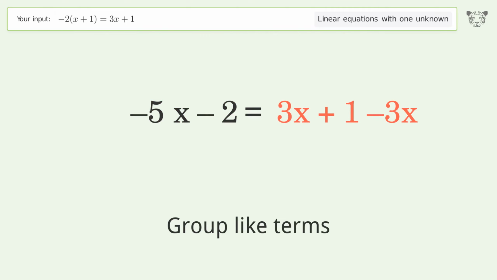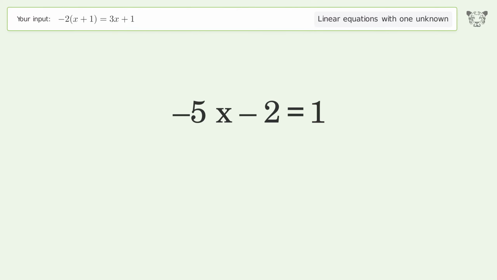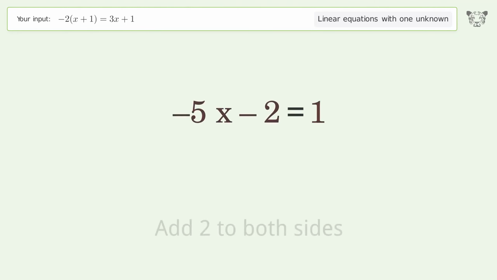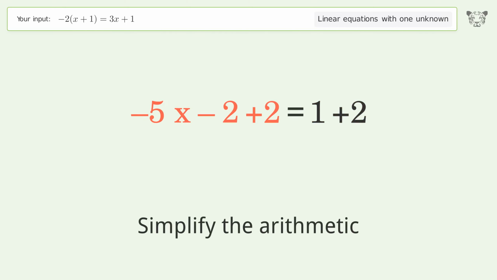Group like terms. Simplify the arithmetic. Group all constants on the right side of the equation. Add 2 to both sides. Simplify the arithmetic.